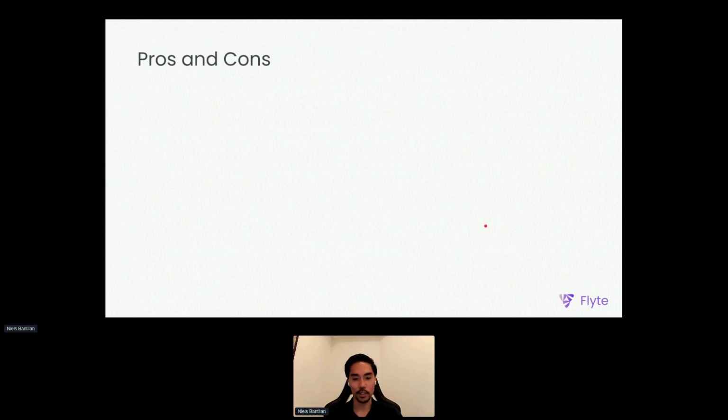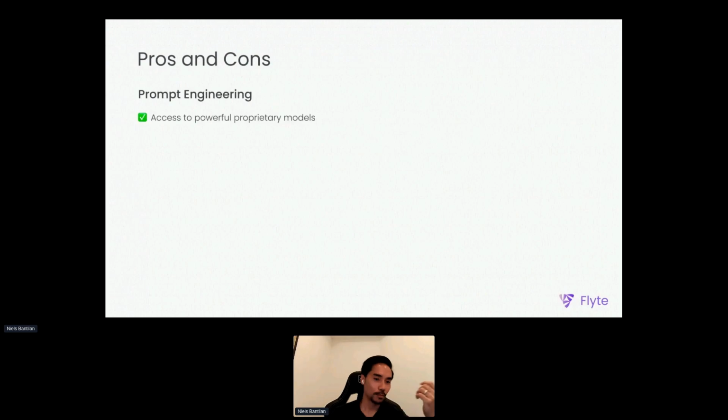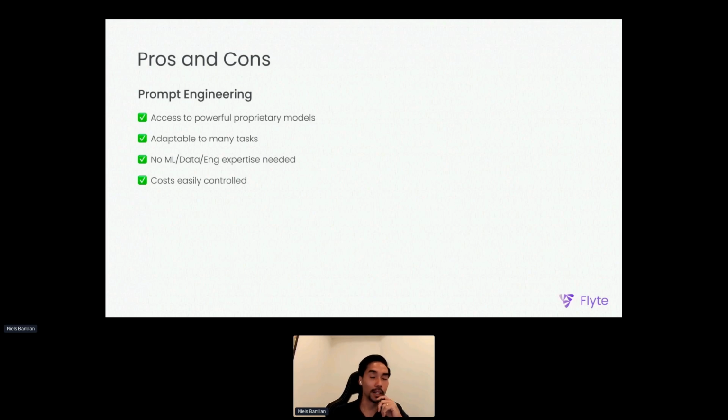So pros and cons, just real quick. For prompt engineering, a lot of these will just be the inverses of each other. With prompt engineering, you have access to powerful proprietary models, basically access via API. It's adaptable to many, many tasks. You don't need lower level data or ML engineering infrastructure expertise. It is helpful to know how these things work, but I think it is sort of an orthogonal skill set. I am not a very good prompt engineer, admittedly, but you could get very good at doing it.